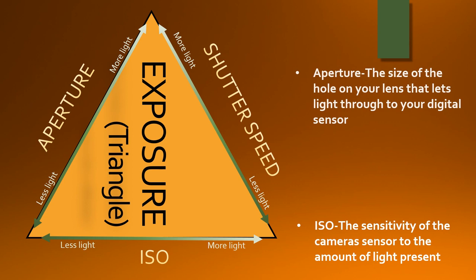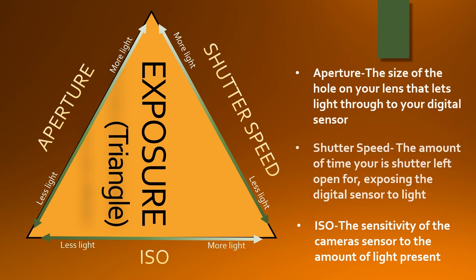And also, really quickly, let me just touch on aperture and shutter speed. Aperture is the size of the hole of your lens that lets in light, and shutter speed is how long your shutter is left open, exposing your digital sensor to the light. Now, for now, you just need to be aware that when one of them changes, you have to change the other, so they all work together in congruence to achieve the right exposure for your camera.